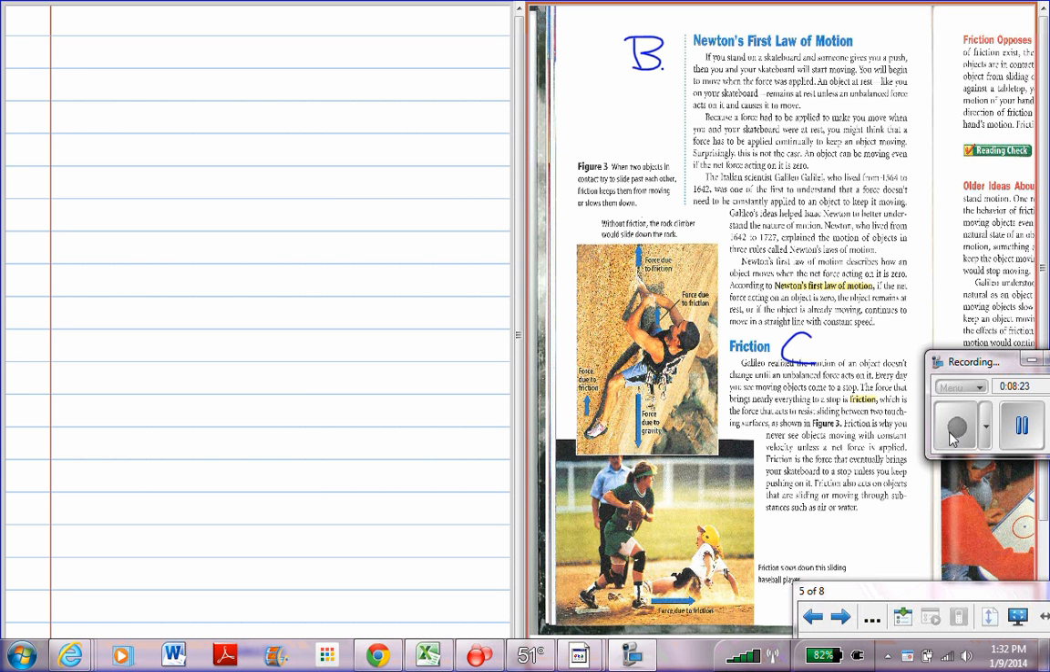Okay, so now when we turn the page, we see we've got another new blue heading. So our blue headings are capital B's. So we're going to write capital B right here, right against the red line, right, Anna? And we're going to write Newton's first law of motion.